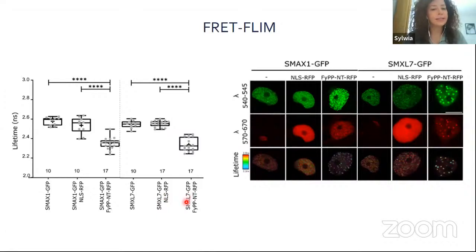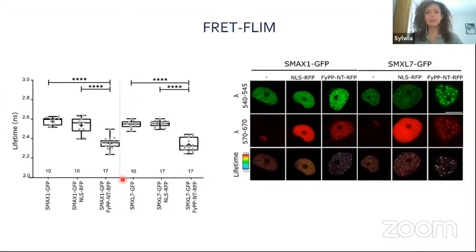And indeed, this was the case: when these two proteins were co-expressed, the average fluorescence lifetime was significantly lower in comparison with SMAX7-GFP only, or a co-expression of SMAX7 with nuclear localization signal RFP. And similar results were also obtained for SMAX1. So if SMAX1-GFP was co-expressed with FYPP-RFP, the average fluorescence lifetime was shorter, which indicates interaction as well.